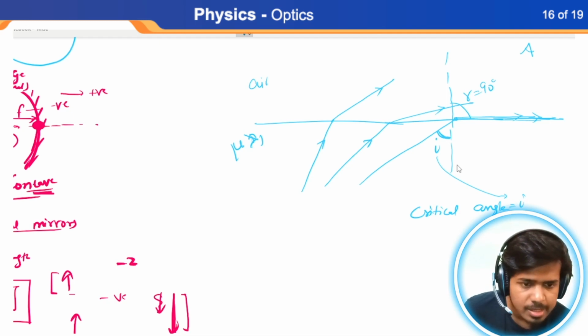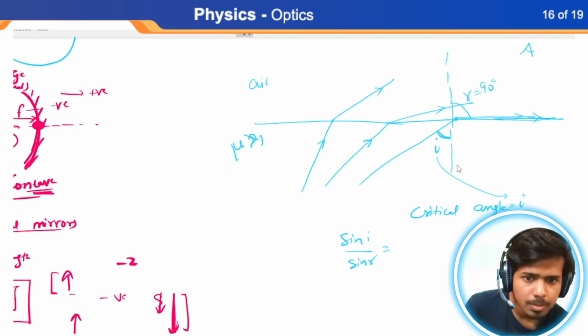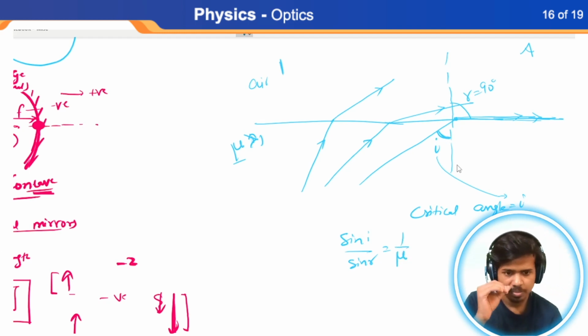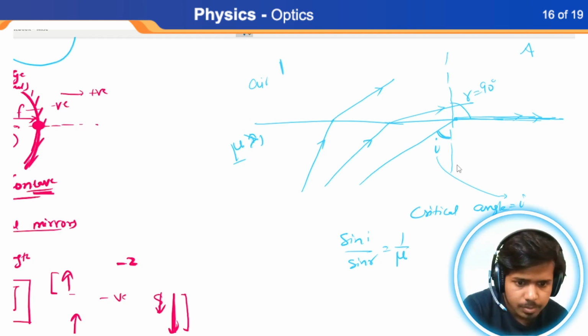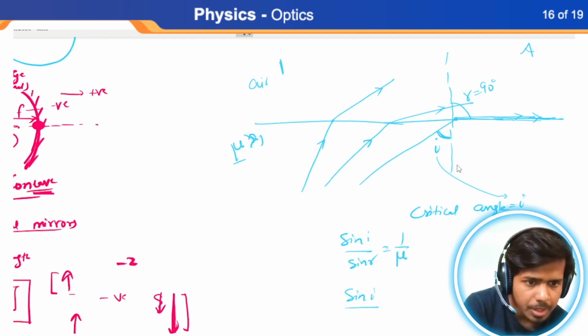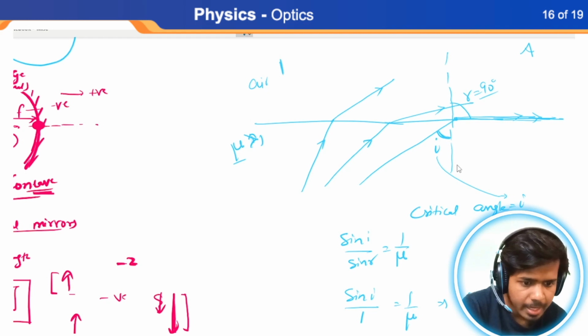Then just apply Snell's law. Sine i upon sine r. What is the refractive index of here? 1, and this is mu. So 1 over mu. Now sine of i, let's remain as such, and what is r here? r is 90 degrees. Sine of 90 degrees becomes 1, equal to 1 by mu. So i, which is the critical angle, is equal to sine inverse 1 by mu.